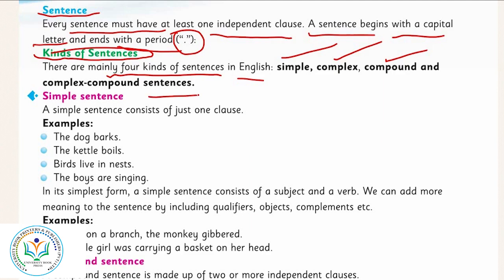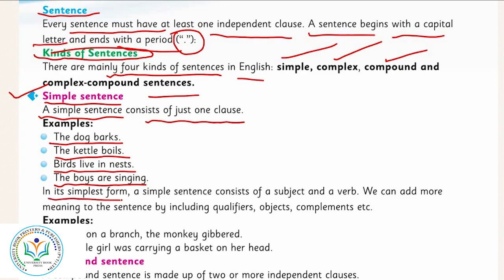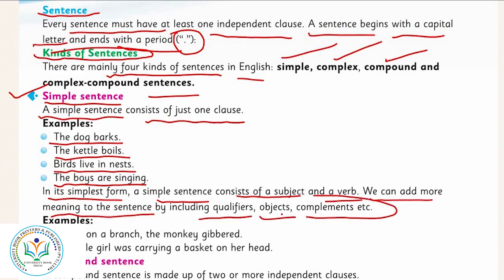But in this unit we will only discuss two types of sentences: the simple sentence and the compound sentence. Now let's have a look at the simple sentence. A simple sentence consists of just one clause. Examples: the dog barks, the kettle boils, birds live in nests, the boys are singing. These sentences are simple; they have a subject, action and object. In its simplest form, a simple sentence consists of a subject and a verb. We can add more meaning by including qualifiers, objects and complements.